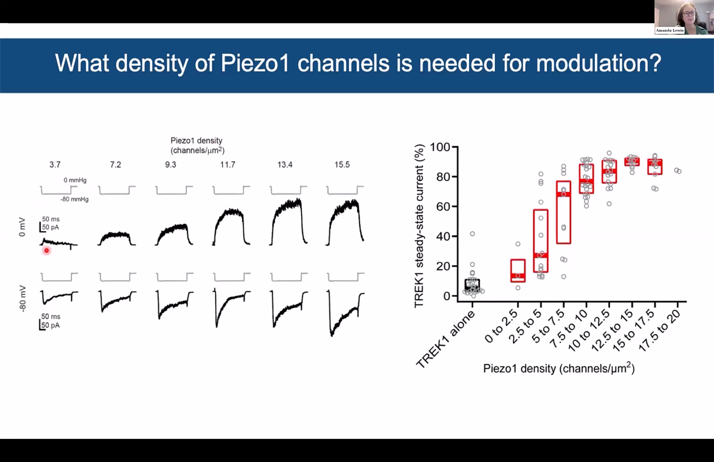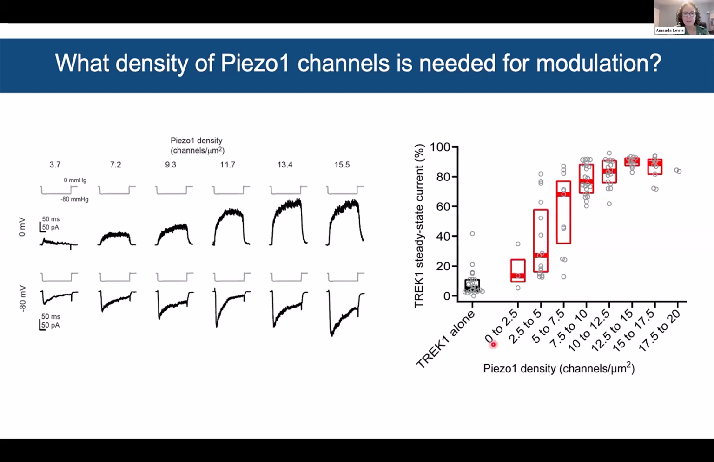And we can do the same for TREC1. And then what we can do is plot the TREC1 steady state current, which again is one of the measures of modulation. So these steady state currents are much larger in the presence of piezo than in its absence, and plot this as a function of piezo1 density. And what we find is the following.